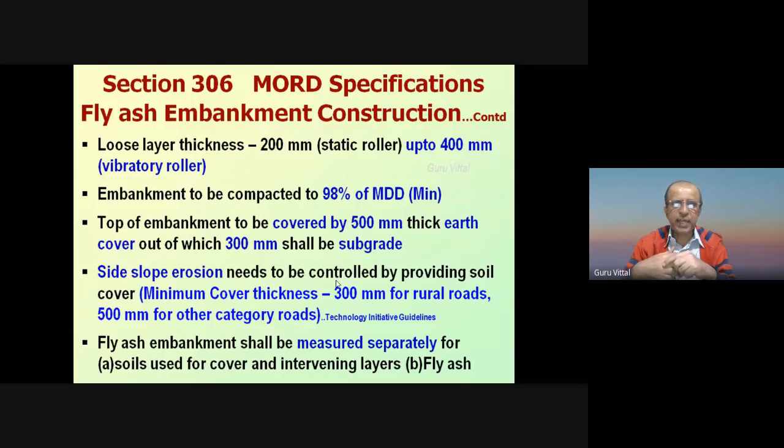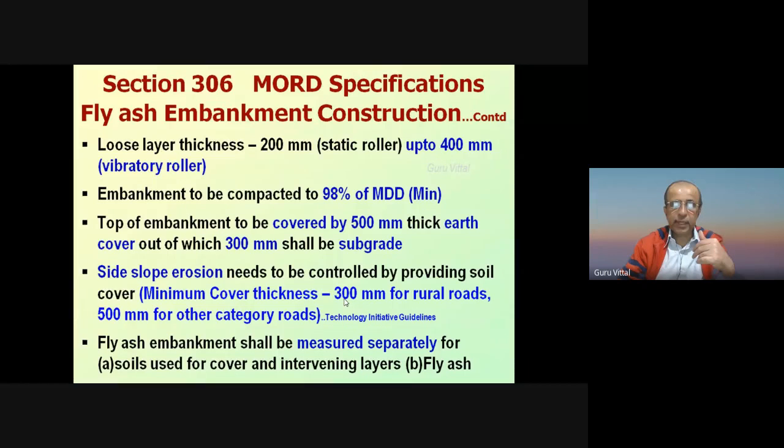Loose layer thickness, once again here also 200 mm and 400 mm, depending upon the type of the roller. Embankment to be compacted to 98% of the MDD. Okay. Top of the embankment to be covered by about 500 mm thick earth cover. Not only the sides, the top also is to be covered with an earth cover, and the side earth cover can be about 300 mm for rural roads. Okay. And this is as per the technology initiative guidelines. You remember this one.